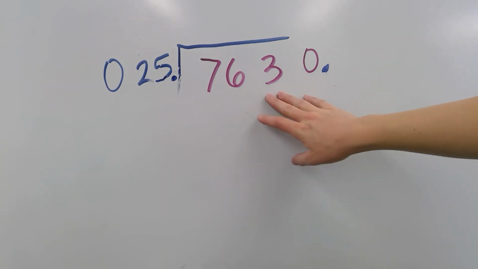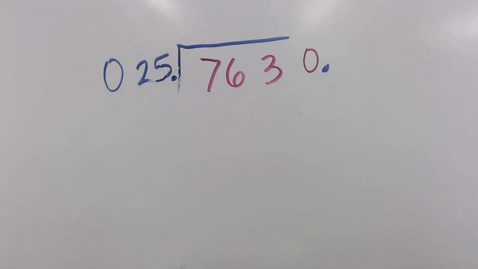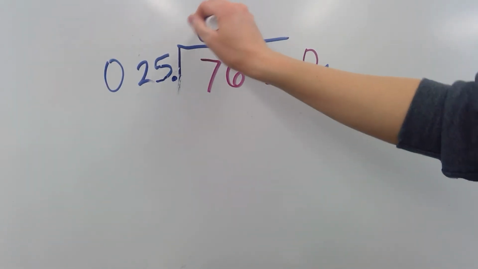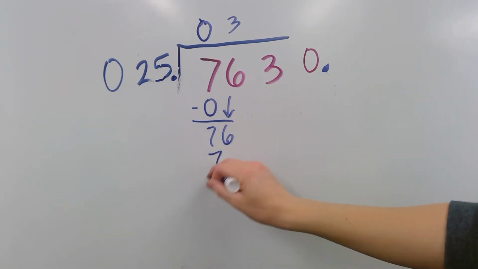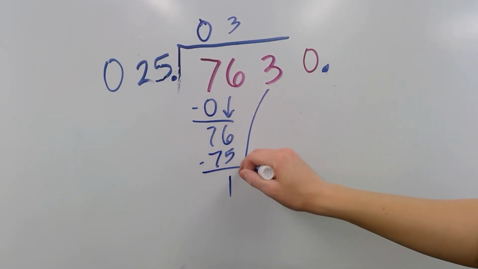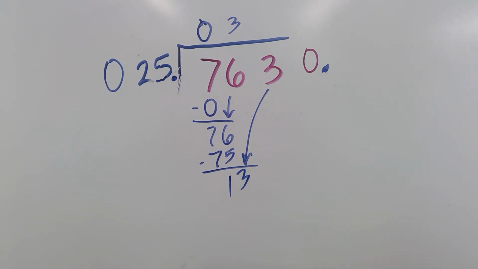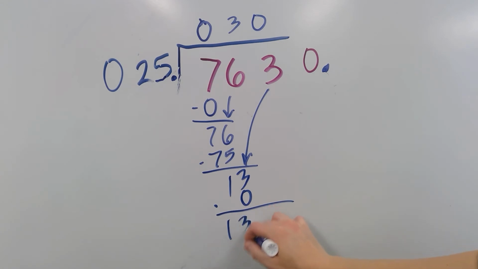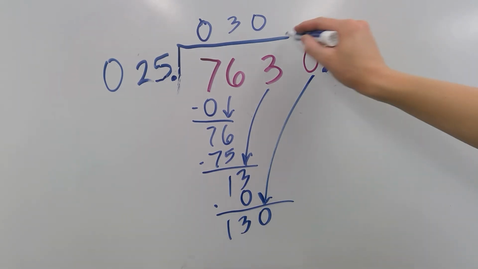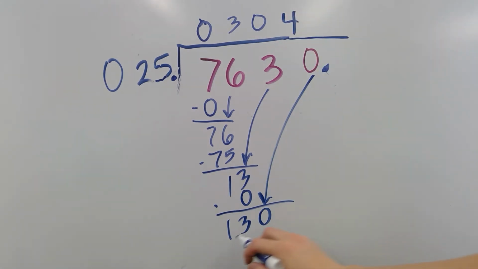And now it's really 7,630 divided by 25. And I just start dividing. 25 goes into 7 0 times. Into 76 3 times. Into 13 0 times. Into 130 4 times, which is 125. And when I subtract, I get 5 left over.